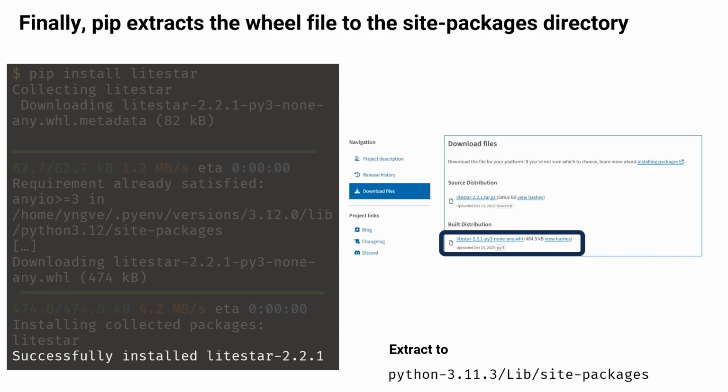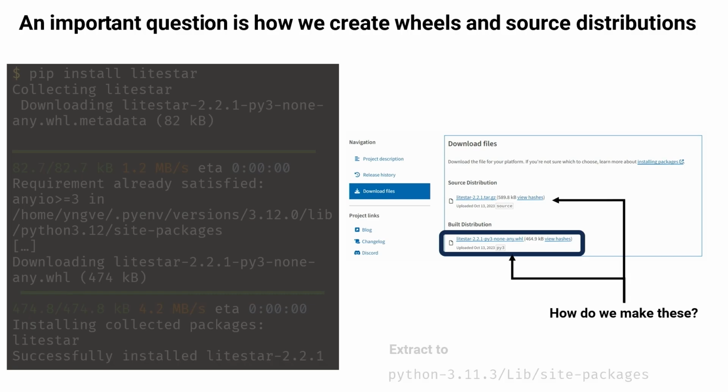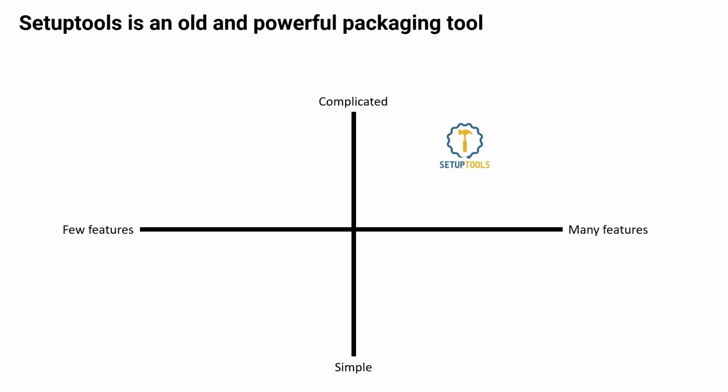Now, the key question is, how do we create the wheels and the source distributions? And I want to focus on this question today. There's a lot of different tools for it. So let's start going through them. We've got setuptools. That's the first I'll mention. It's an improvement of the built-in distutils, which is now deprecated and removed in Python 3.12.